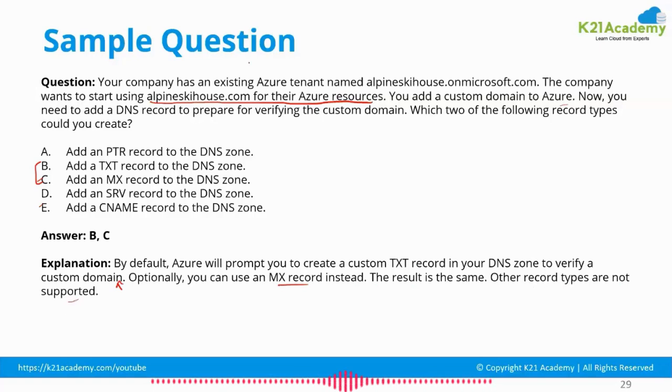So basically, if you want to use a custom domain name, you have a TXT record as an option and an MX record also as an option. If you remember, or if you go through it again, when you create your DNS zone and add, let's say, abc.com, then for verification you have an MX record and a TXT record. So that is what this option is saying. Option B and option C. I hope that made sense to everyone.